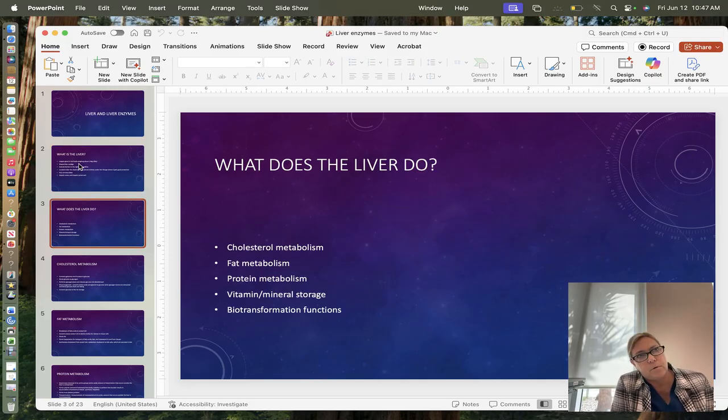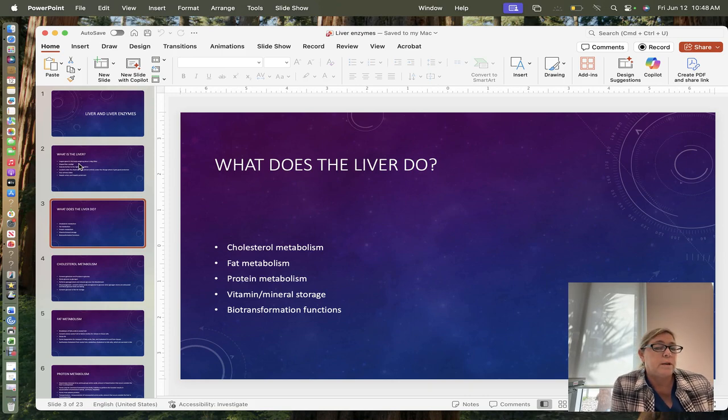The hepatic portal vein is the vein that drains all the venous return from the esophagus, the gut, the intestines. Okay, so that's the hepatic portal vein. What does the liver do? It's important for cholesterol metabolism, fat metabolism, protein metabolism, vitamin and mineral storage.